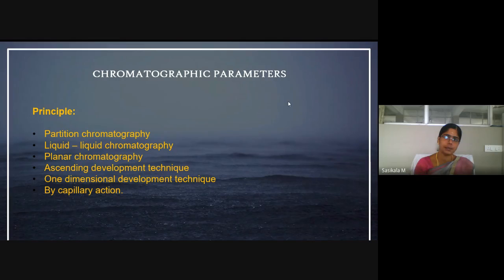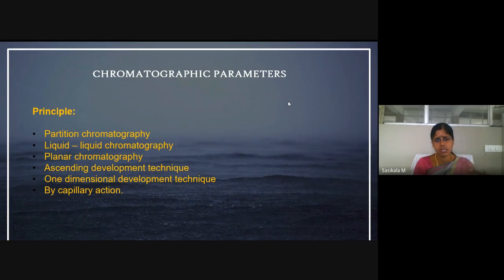Filter paper means fibers. Fibers means it will be made with polymers. Polymers only create fibers, so they will have pores. Inside the pores, your mobile phase will be running along with the sample, so that your sample gets separated. This type of separation is called capillary action, and the pores are acting as capillaries. Through the pores, sample and mobile phase move and get separated. That principle represents capillary action.